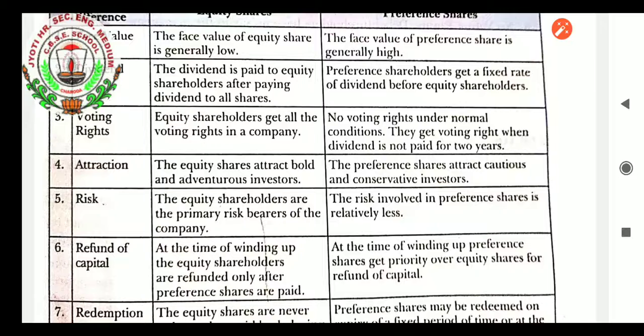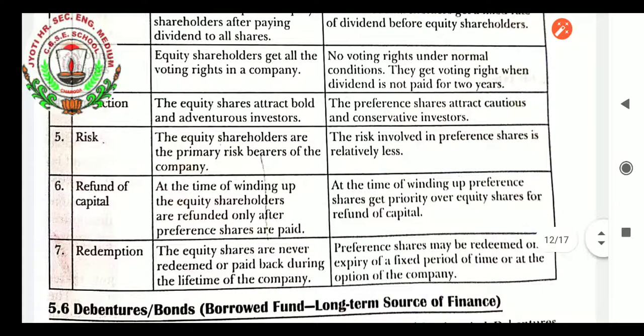Risk. The equity shareholders are the primary risk bearers of the company, but the risk involved in preference shares is relatively less. That is fixed up to the share amount.